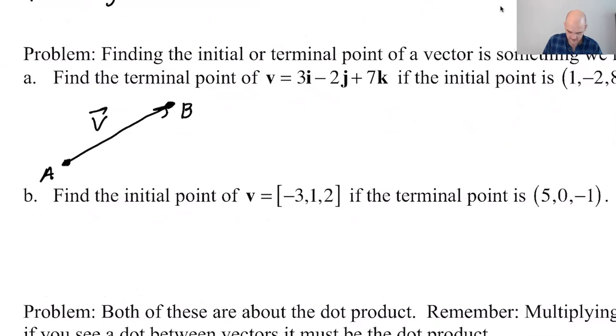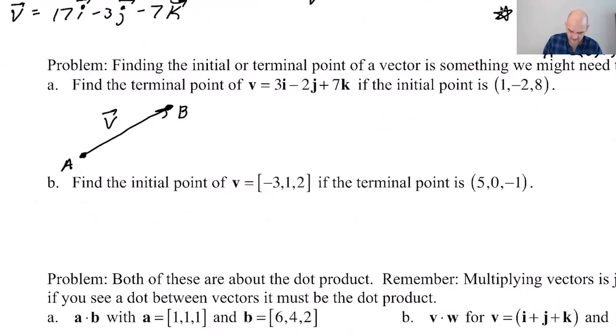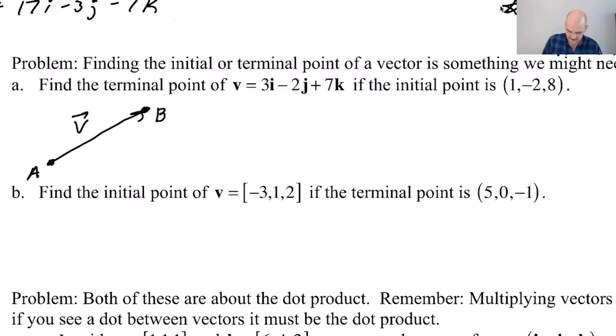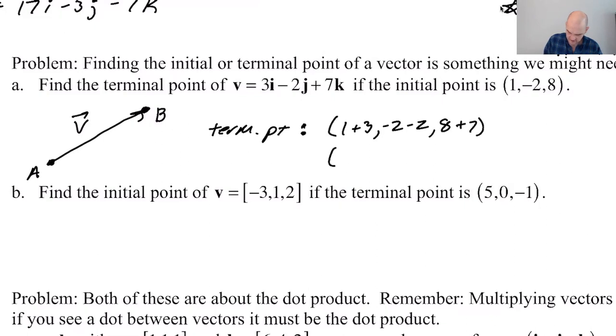So what I want to do is start at the initial point, and then I need to go 3 in the x direction, -2 in the y direction, and 7 in the z direction. So I can actually find my terminal point by doing: one, I need to add 3, I'm starting at -2 and I need to subtract 2, and then I'm starting at 8 and I need to add 7. So my terminal point should be 4, -4, 15.